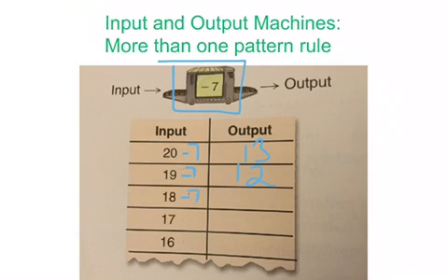If I have 18 and I take away 7, my output's going to be 11. If I have 17 and take away 7, my output's going to be 10. And if I have 16 and take away 7, then my output is going to be 9. It's pretty simple. You start with your input number, apply your pattern rule, and get your output number. So that's how we make this work if we have a single pattern rule, like -7.